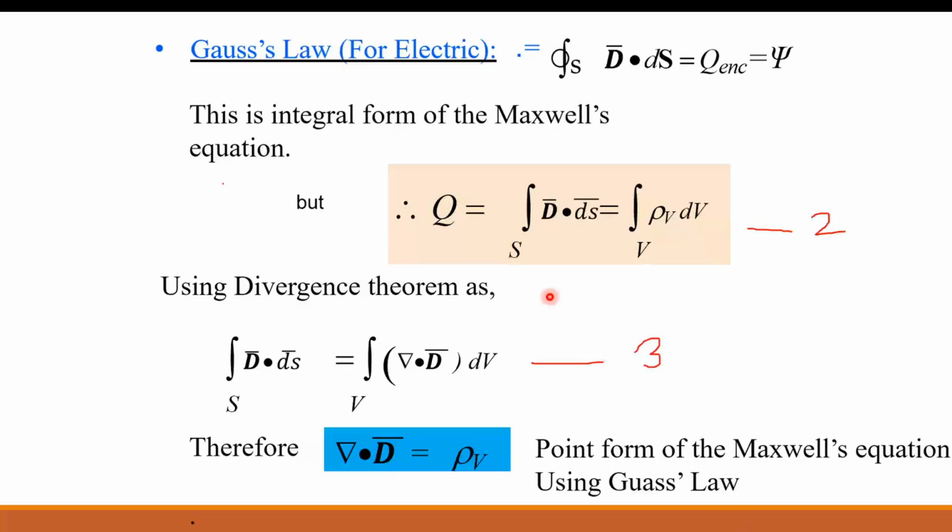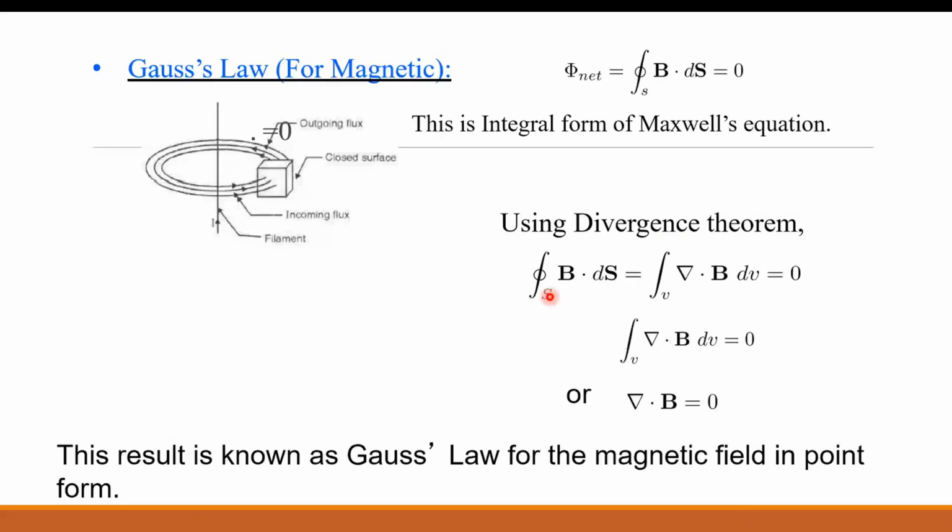Next is Gauss law for magnetic field. The net flux passing through a closed surface is equal to 0. This is the Gauss law for magnetic field. This is the integral form of Maxwell's fourth equation, and using the divergence theorem, if we relate surface integration to volume integration, then we obtain del dot B bar is equal to 0, where B bar is magnetic flux density. And this is the point form of Maxwell's equation derived from Gauss law of magnetic field.